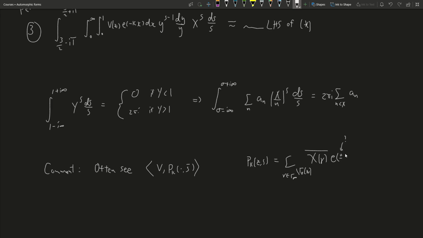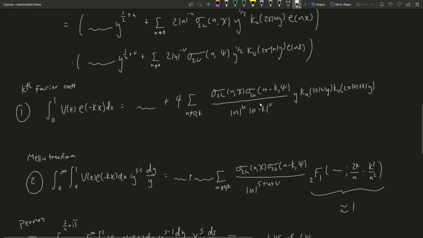I think it's a plus here. So it's K times gamma Z, imaginary part of gamma Z to the S. So this Poincaré series is basically just this Eisenstein series, but with an E of K gamma Z. And when you take an inner product of your V with this Poincaré series, you end up with something that looks a lot like this. You end up essentially picking off some shifted convolution with some Whittaker functions.